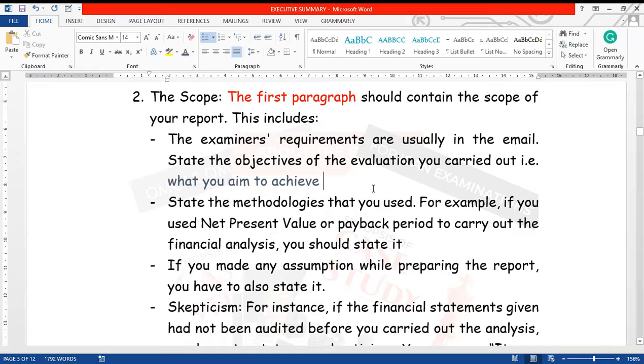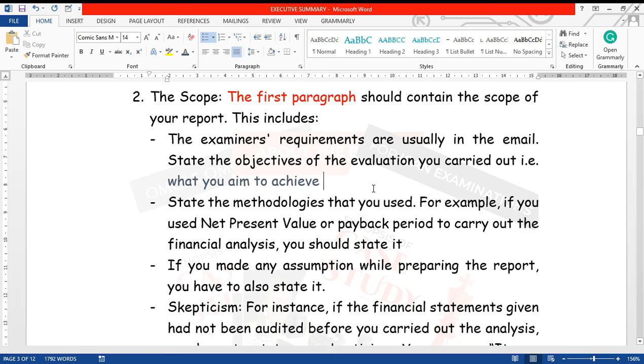This report contains or provides information on the evaluation of the financial performance and business proposals of the company. So whatever the examiner requires of you will determine what you write. The first thing basically is the objective. Then after that, what are the methodologies you used?